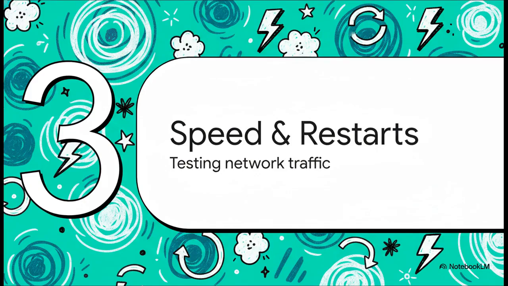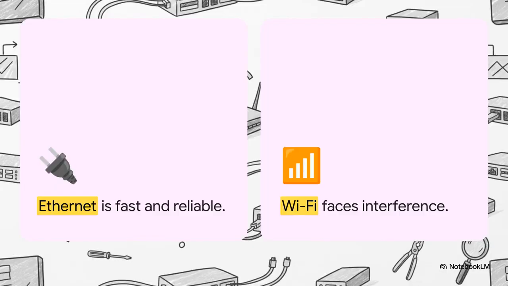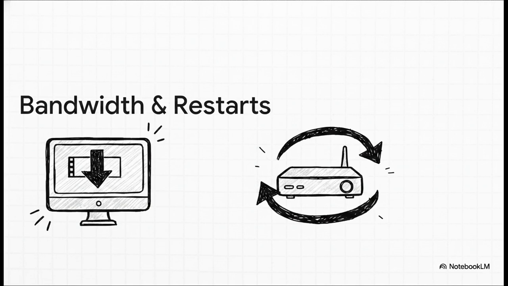Moving right along to Section 3, speed, bandwidth, and restarts. Step 3 is running a quick speed test to compare your hardwired connections against your wireless ones. Now, Ethernet is famously fast and reliable. Wi-Fi, on the other hand, is notoriously subject to interference, weak signals, or just getting overloaded by way too many connected devices. If your Ethernet is blazing fast but the Wi-Fi is crawling, boom, you've instantly isolated the wireless network as the actual culprit.